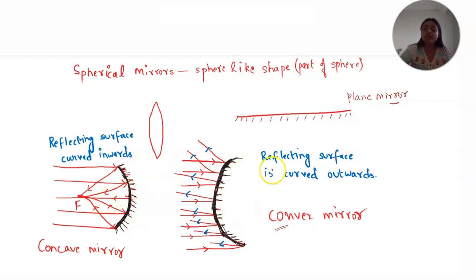In a convex mirror, the reflecting surface is curved outward. This is the polished surface from where reflecting is not going to happen. Actually, the reflecting happens at the back side of the convex mirror, so the reflecting surface is outward. Always remember that. And in the concave mirror, the reflecting surface is on the inner side, like a spoon or a bowl. So this is the concave and convex mirror.